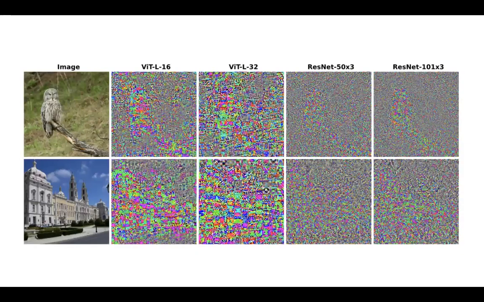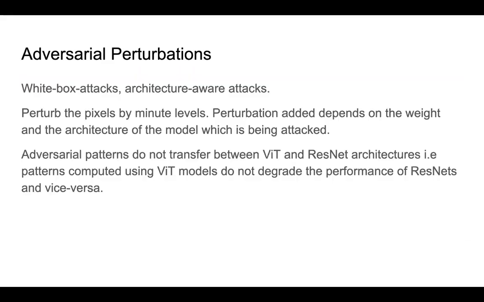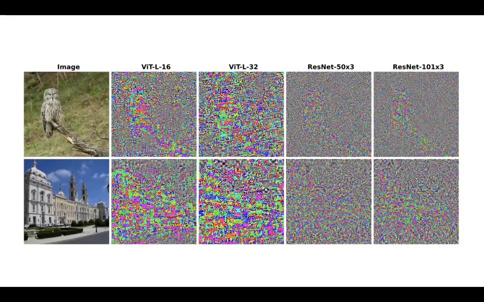So these are the perturbations that have been generated through these adversarial attacks. Basically there are two types of adversarial attacks: the FGSM and the PGD. So we can see the perturbations.